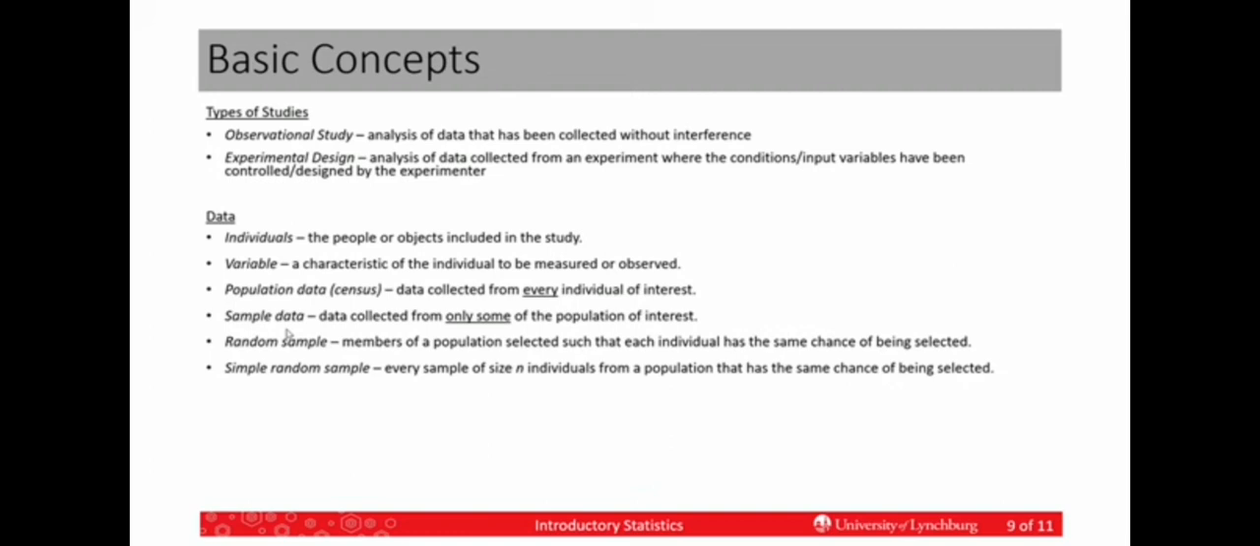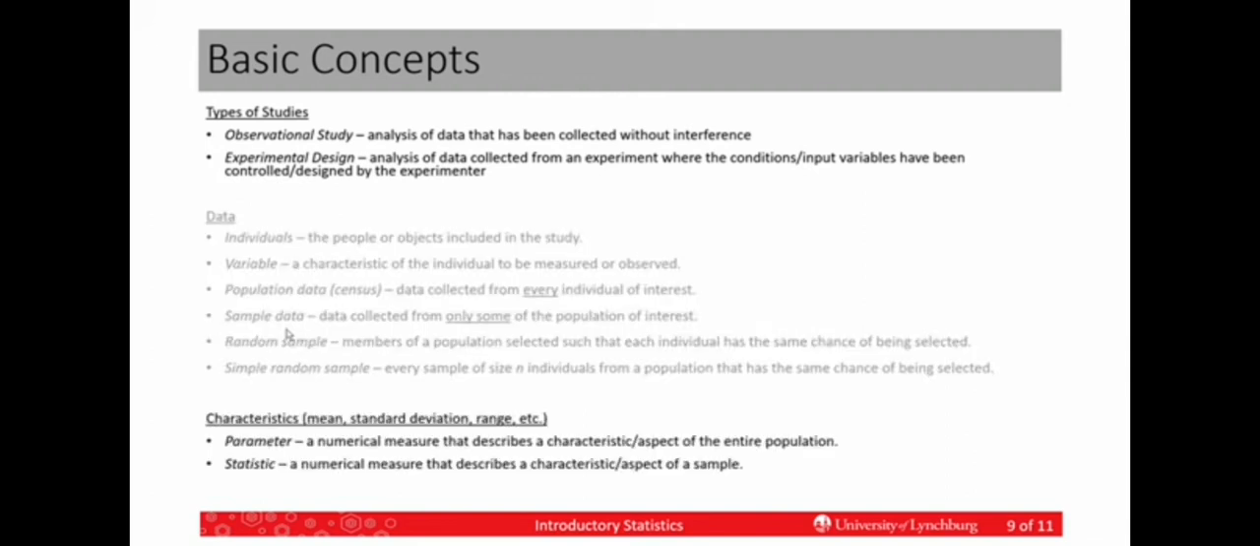Then a simple random sample of size 30 means that it's a sample of 30 individuals, and the chance of us selecting that particular group of 30 individuals in the population is exactly the same as any other group of 30. And we are talking about all the possible groups of 30, so there's a lot of overlap here. Okay? And we will use this when we get to inference in this course.